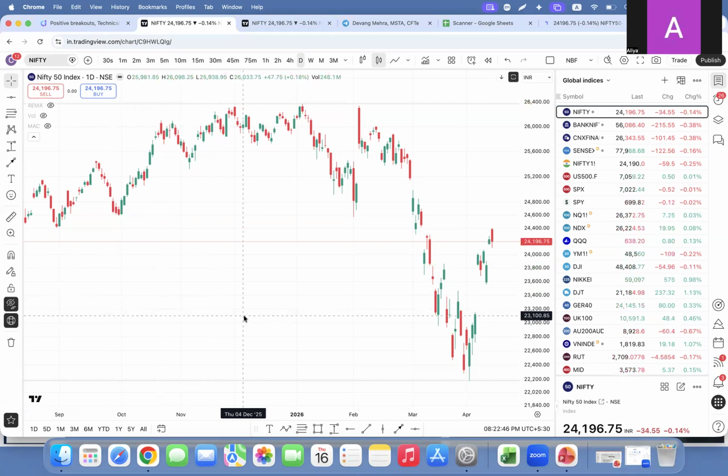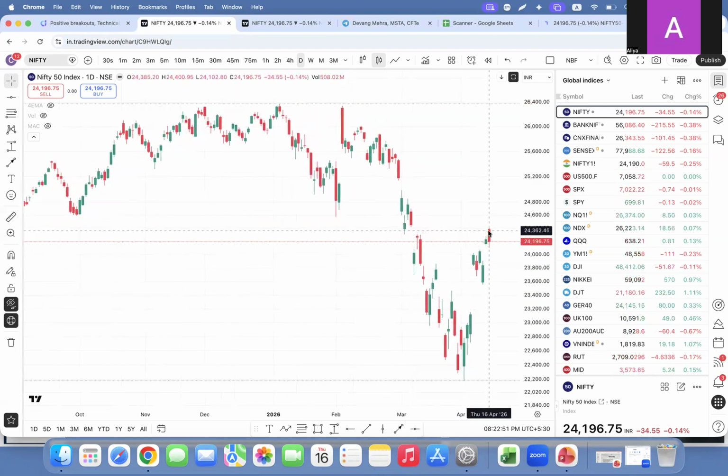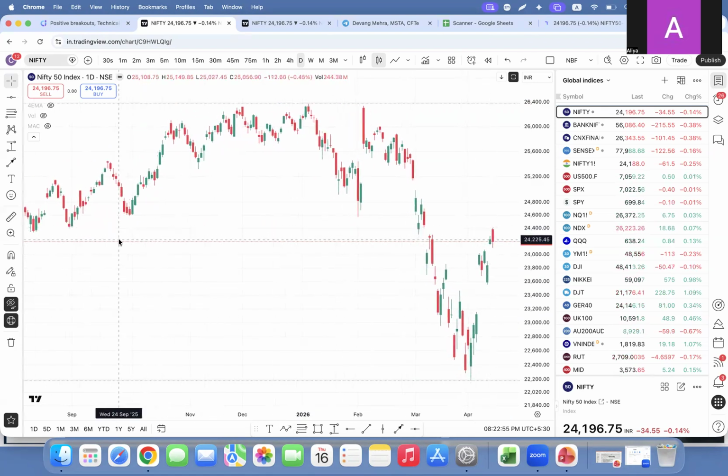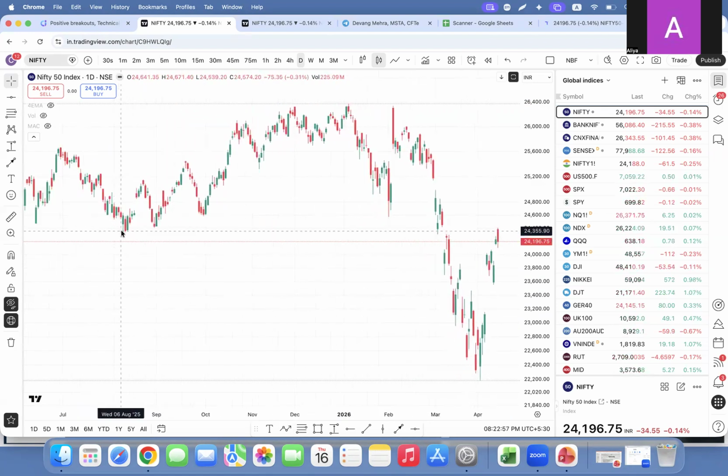Let's start analyzing Nifty in the daily time frame. As you can see, there has been a gap up and price has faced resistance from the 24,400 level, which was a swing higher high and previous support. Now it has taken resistance from the same level again. What we can expect in the market, let's see.